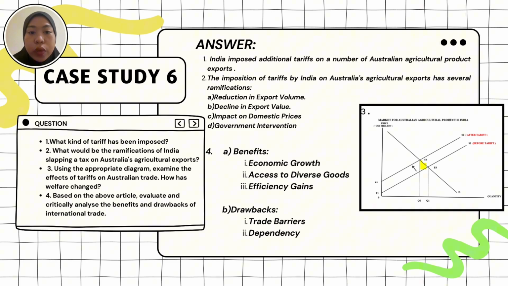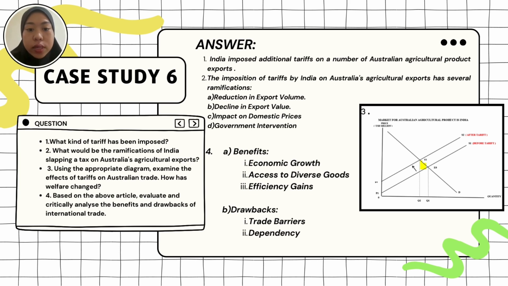And then the government's intervention, which is the Australian government intervened by purchasing surplus commodities to support farmers affected by the tariff, indicating the need for mitigation measures. So the third question is, using the appropriate diagram, examine the effect of tariff on Australian trade. How has welfare changed?